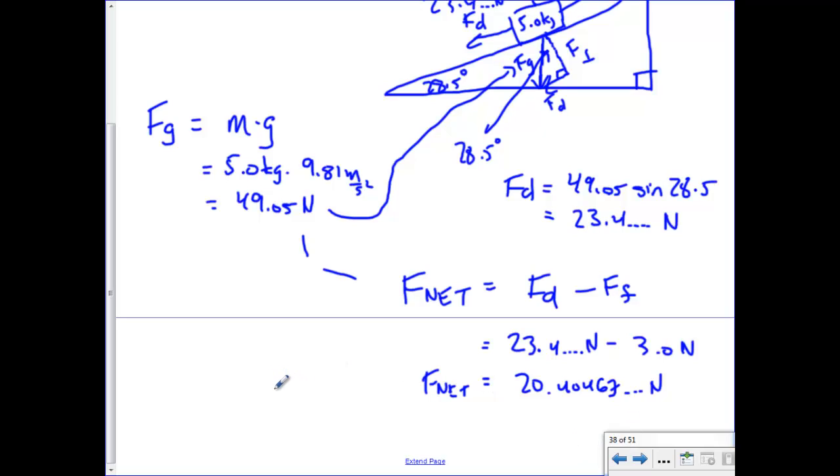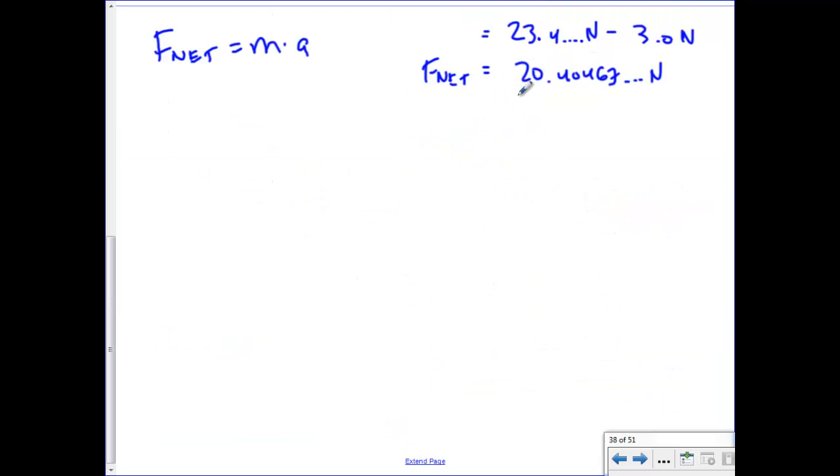What was the question? What were we asked? Now that we have the net force, F net is equal to mass times acceleration. We have the net force, and we also know the mass, so we get to use that again. What you could do is take this net force and divide by 5 kilograms, and that would give you your acceleration.